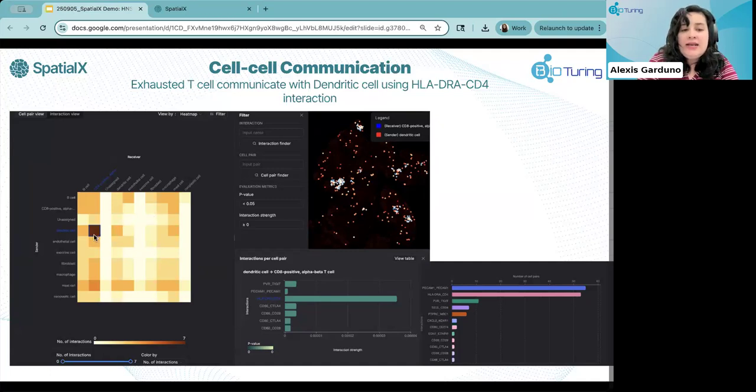So in this case, in my data, I can directly see that these specific dendritic cells are actually communicating quite highly with my CD8 T cells. I can look at these specific ligand binding pairs that are driving that specific interaction, and I can actually visualize it within the tissue image directly.